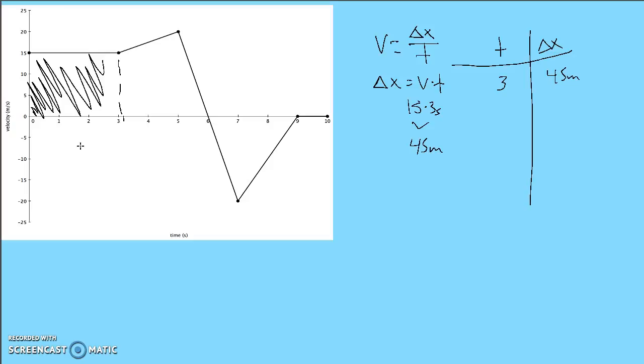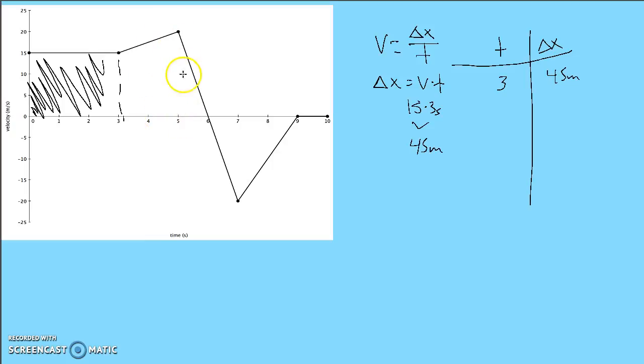Sometimes the slope of a graph is meaningful. Other times the area beneath the graph is meaningful. Now when I say area beneath the graph, I don't mean all this area right here. I mean the area between the graph and the axis. Okay? So if we want to find the total distance traveled or the total displacement of this whole trip, we're going to continue in this process.